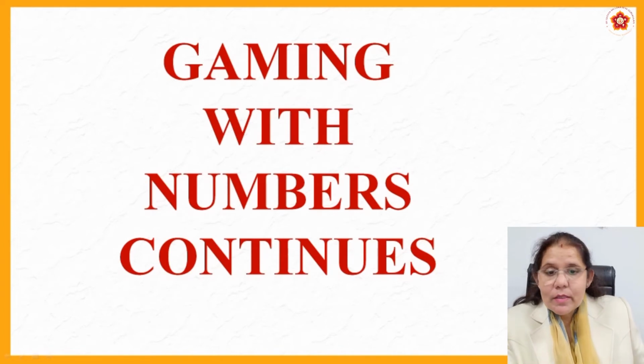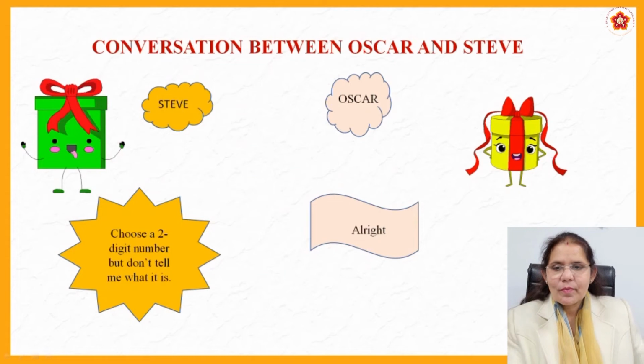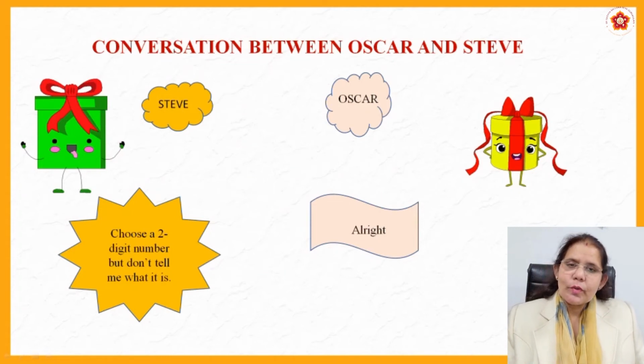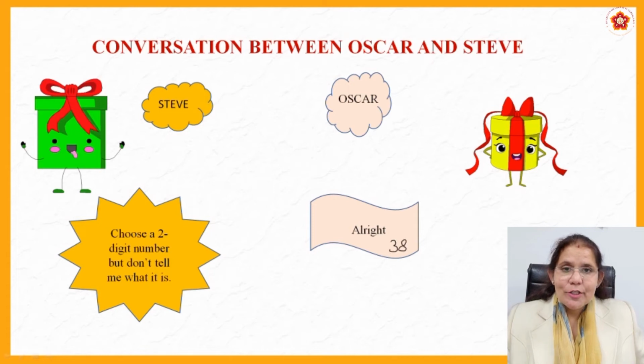Gaming with numbers continues. Let's look at the second trick that was played between Oscar and Steve. Steve said, again choose a 2-digit number and don't tell this number to me. Oscar said, all right. She chose number 38.